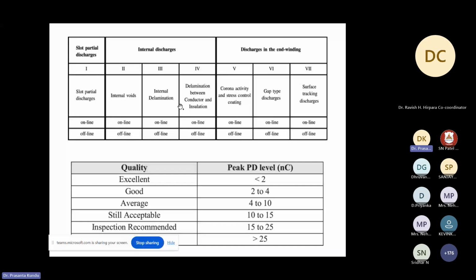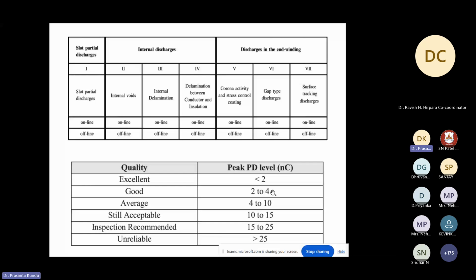And discharge on the end winding, the overhang portions, where the stress grading coating is used for reduction of stresses at the junctions between the conductor and the core, and the gap type discharges, and surface discharge, surface tracking. Rotating machines are allowed to have a little bit higher amount of PD compared to other devices. So here it is in nanocoulomb. In other cases, such as transformers or cables, the allowable discharge is in the order of picocoulomb. But rotating machines can have a little bit higher because of their nature.